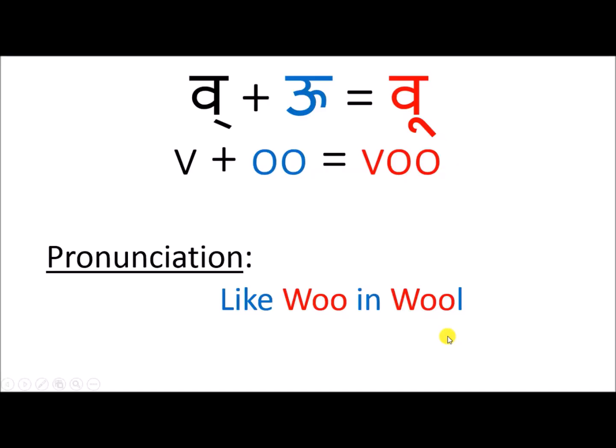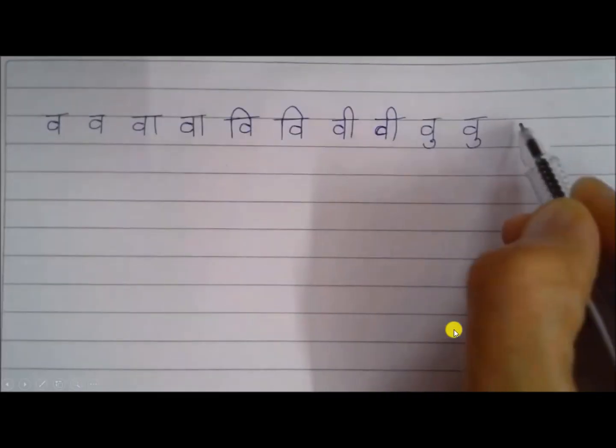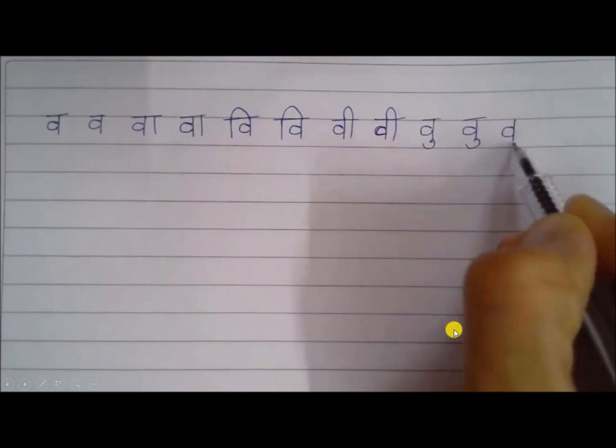Okay. The next sound is woo, and we get this sound woo when we add V to oo. V plus oo equal to woo. And oo is pronounced like W-O-O in wool. Okay. And woo is written like this.